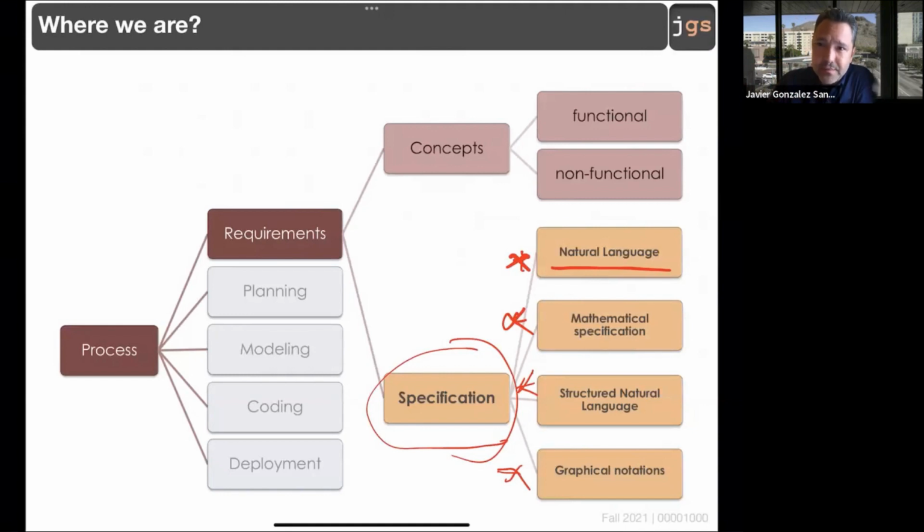Does that work? And hopefully right now you're thinking, well, more or less, right? We can document requirements with natural language. We can document requirements in English. We did it.